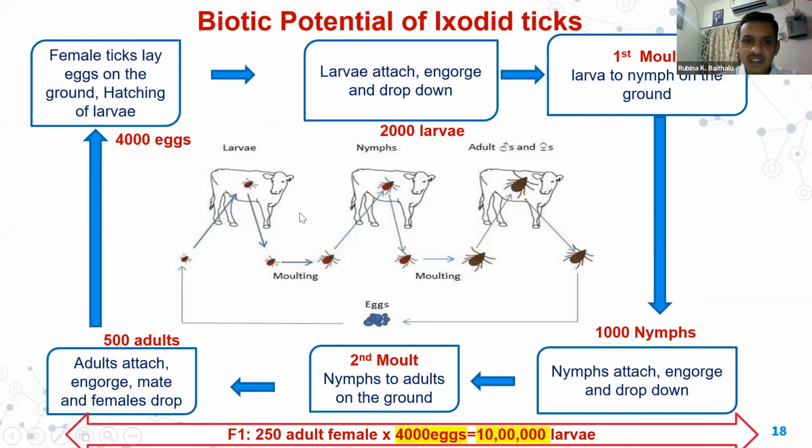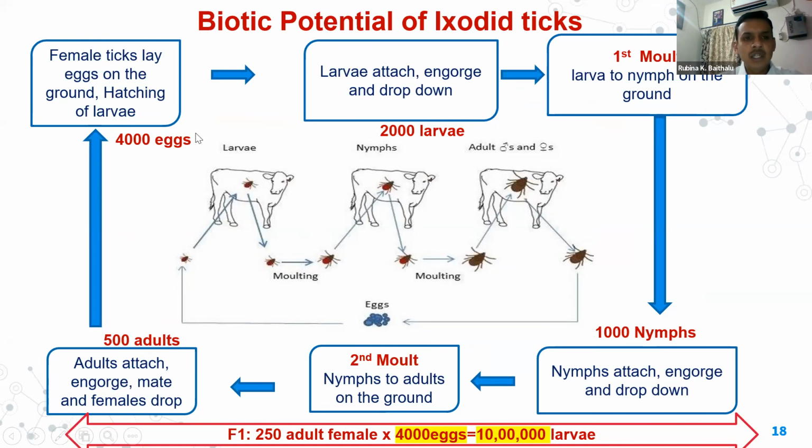Larvae attach, engorge, and drop down again, and molting from larva to nymph occurs on the ground. Again, that nymph attaches, engorges, and drops down. The nymph again molts into an adult. Adults attach to another host, engorge, and drop down again, and again give rise to eggs, and the life cycle continues.